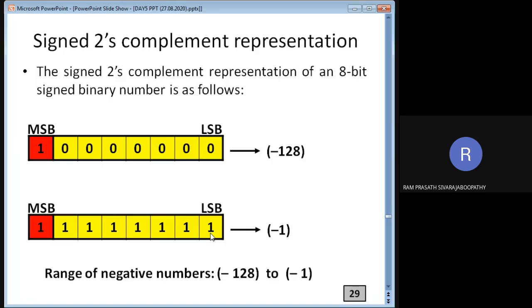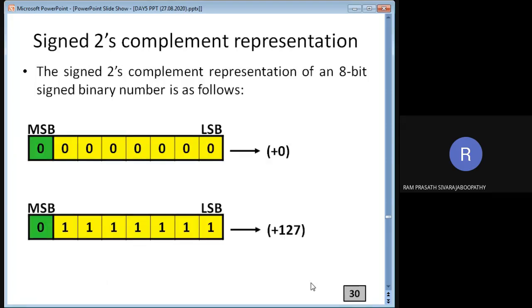It is from minus 128 to minus 1. Please make a note of it. This we have to remember. Okay, so what did we say there? Minus 127 to minus 0 was the number we said, correct? Here there is no negative 0. Minus 0 is not there here. Clear? So we have minus 128 to minus 1 as the negative number range.